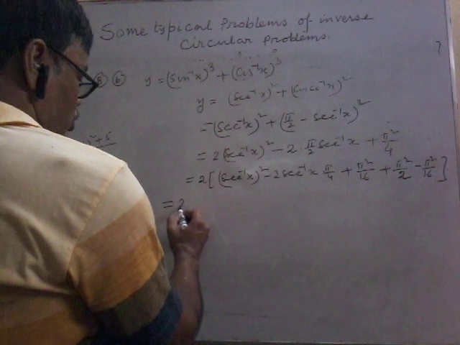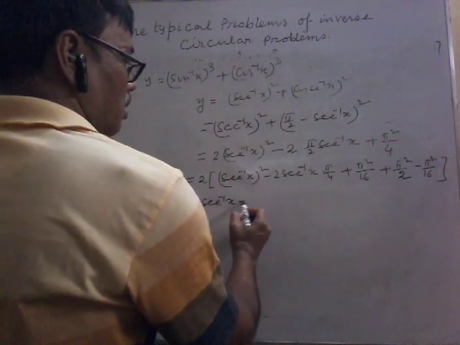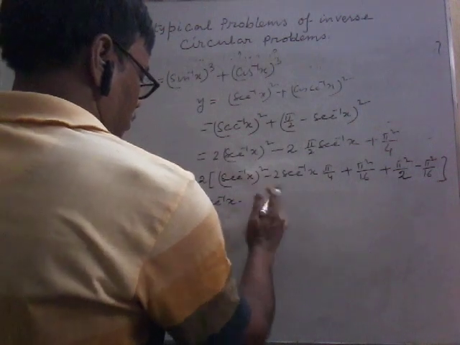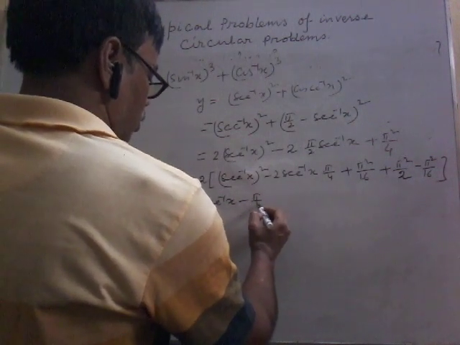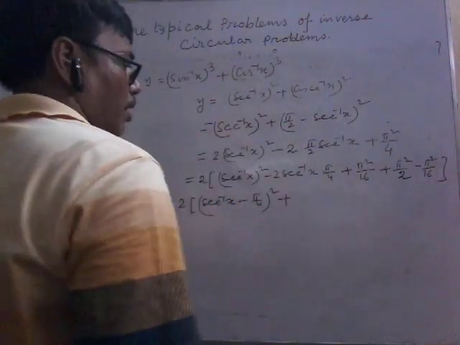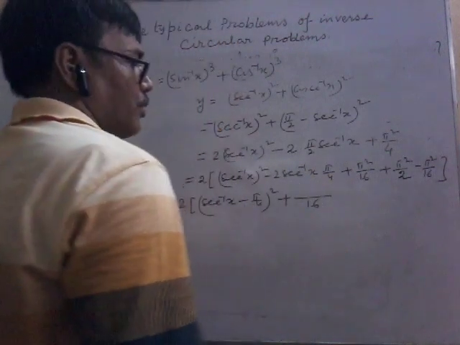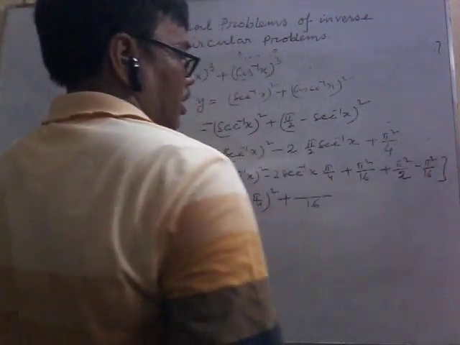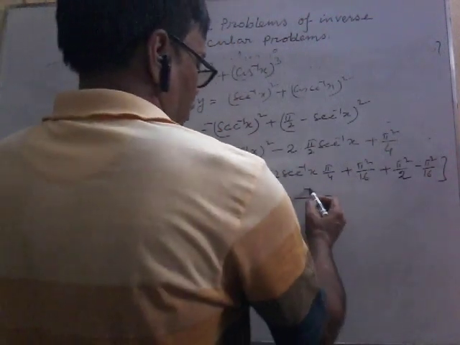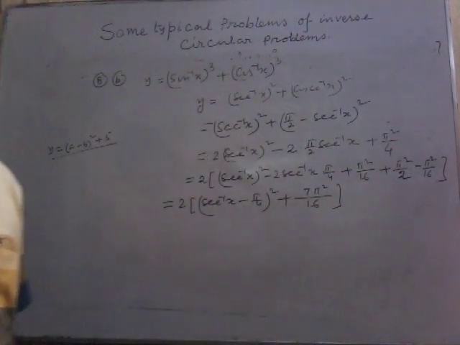So 2 into sec inverse x minus pi by 4 whole square plus, this is the LCM 16, so 8 minus 1, 7 pi square.